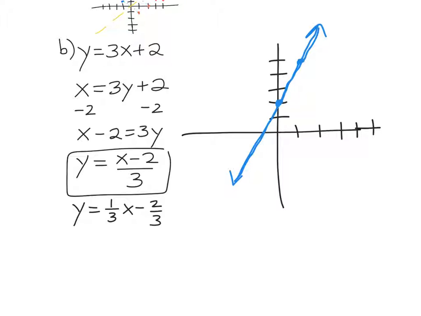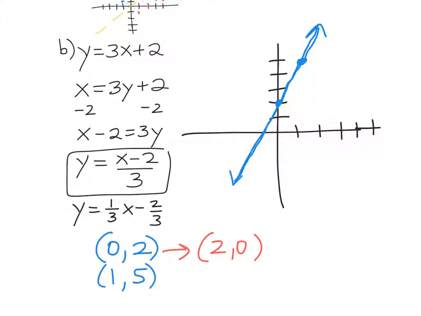Now, to graph this would be super ugly. I don't want to graph that. You know what I'm going to do? I'm going to take these 2 points that I have on here, and I'm going to switch them. Switch the x and y. So this point that I have on my graph is the point 0, 2. Do you all agree? And this point is the point 1, 5. And I know that my inverse is going to have the point 2, 0 on it. And what else? 5, 1. So I can graph those 2 points: 2, 0 and 5, 1.